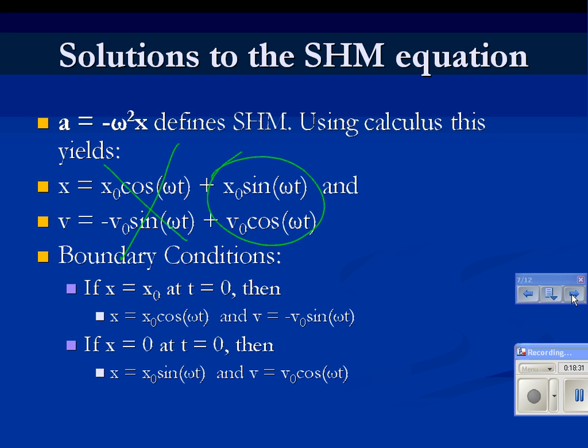So if the position of the object is its maximum when I start my stopwatch, when t equals 0, then these are the equations I use. If the position is equilibrium, or x equals 0, when I start my stopwatch, when t equals 0, then those are the equations I use. So that's how it simplifies. And in your data booklet, if you take a look at it, you'll see how they write this out.